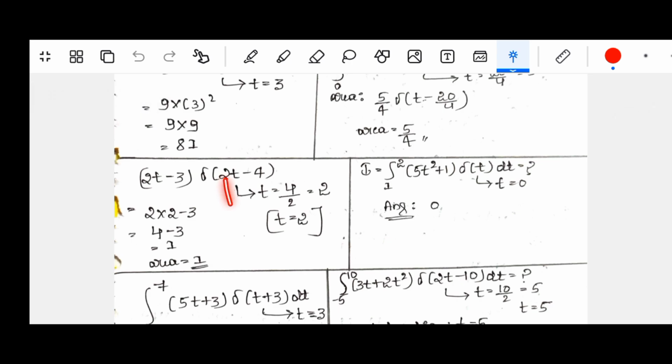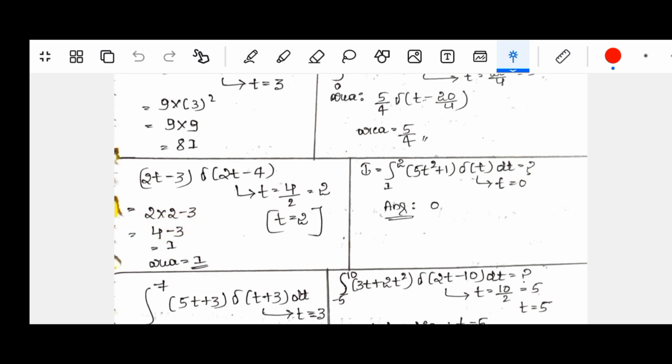Next, (2t - 3) δ(2t - 4). First find out the location. t = 4/2. You will get 2. Therefore the t value will be 2. Keep that t value 2 in the place of this. 2 into 2 minus 3. So 2 into 2 will be 4. 4 minus 3. Therefore the answer will be 1.